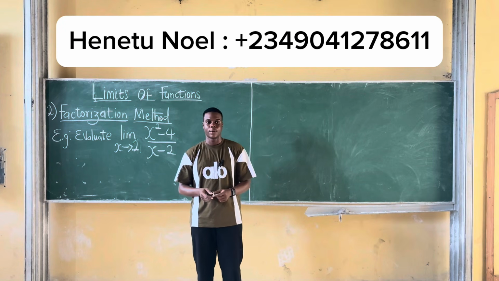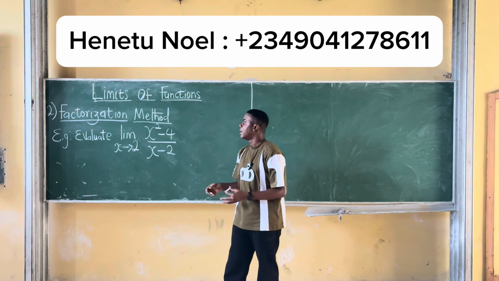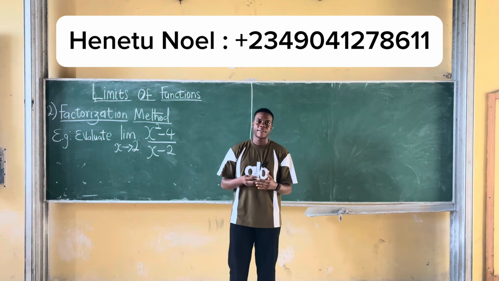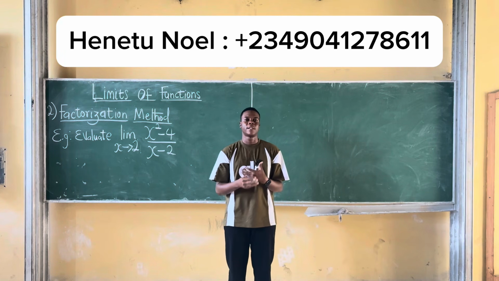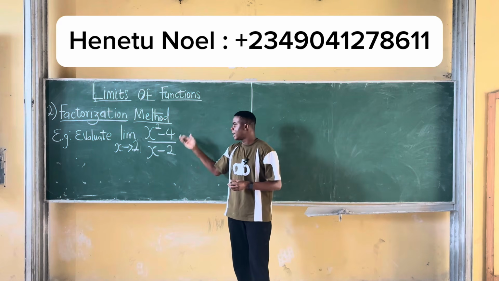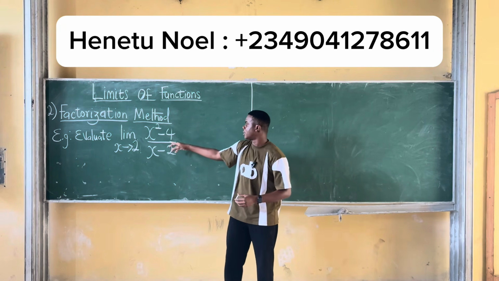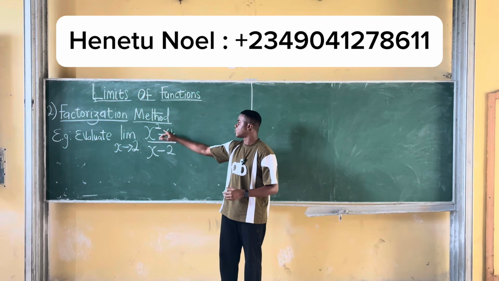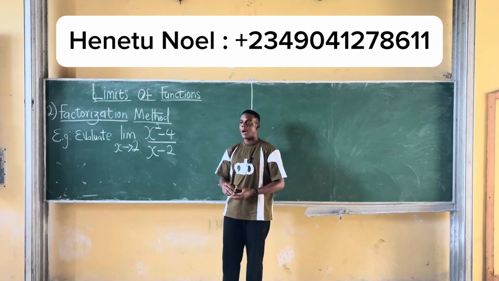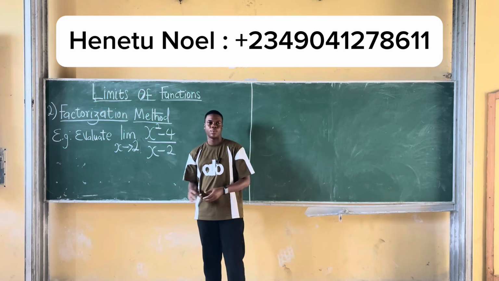In today's class, we're going to be talking about the second method of evaluating the limits of functions, and that is the factorization method. Now, when do we use the factorization method? We use the factorization method mainly in rational functions like this. So here, at the top of this rational function, the numerator, we are having x squared minus 4, and at the denominator, we're having x minus 2. And we have to evaluate the limits of this function as x tends to 2.